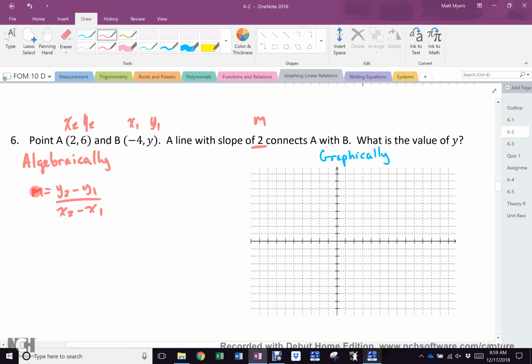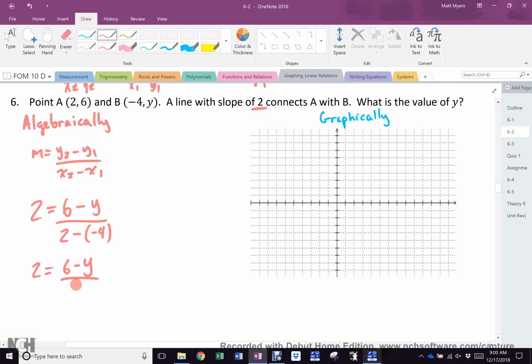Great. What do I put in for m? 2. What's y2? 6 minus what's y1? Y over what's x2? 2 minus what's x1? -4. Solve this. 2 equals 6 minus y over what's 2 minus minus 4? 6. How do I solve this?